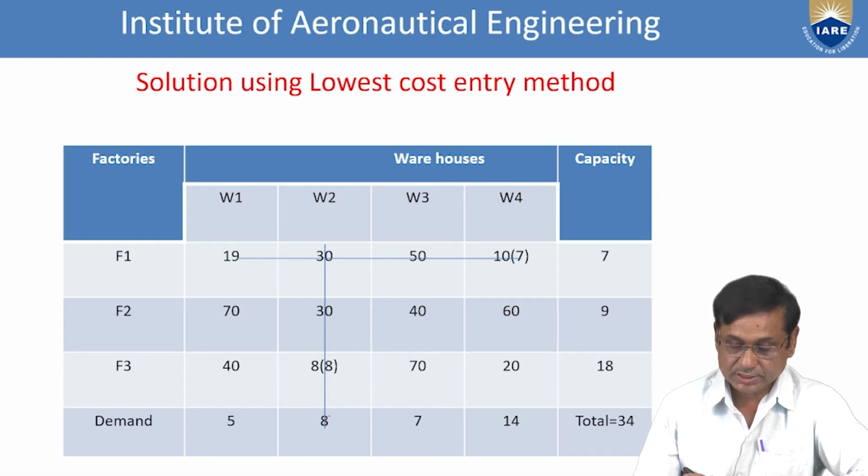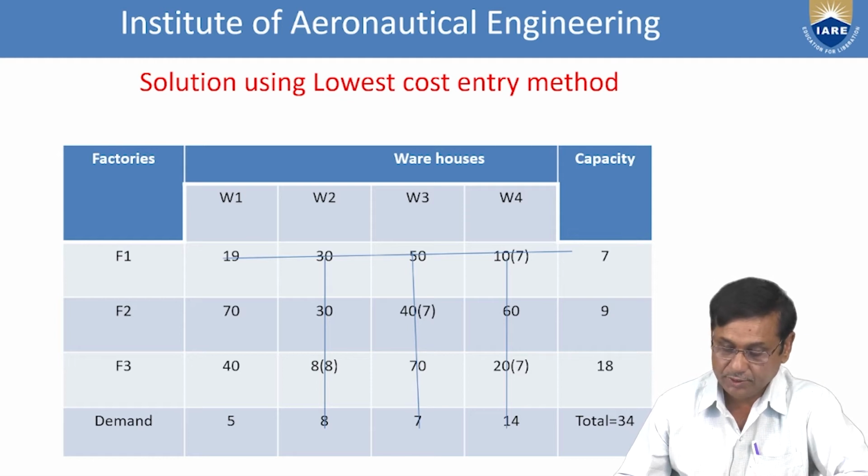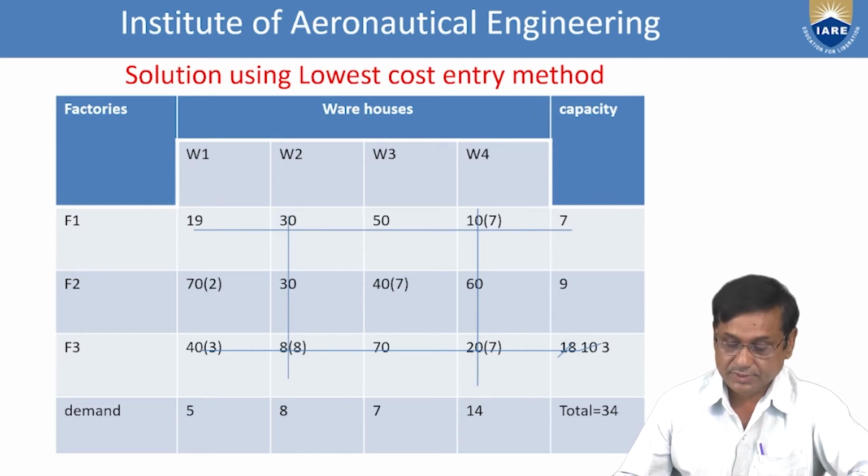After 8, the next lowest element is 10. So we can assign 7 units and cross out that row which is satisfied. The next lowest element is 20, and we can assign 27 units, but the available units are only 7. So assign 7 units and cross out the column. The next lowest element is 40, allot 7 units to it, and another lowest element is 40. Again we can assign 3 units.